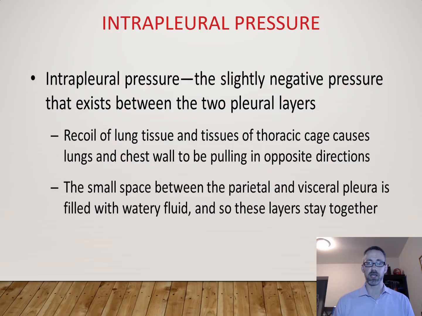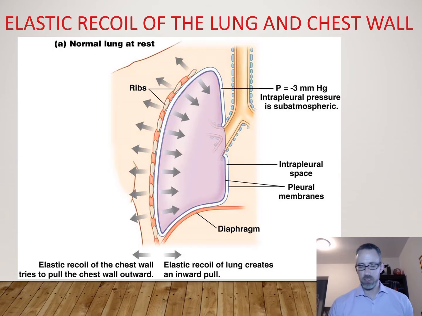It helps to keep it there. So the analogy I like to give for this is, if you're reading your textbook and you spill water on it, the pages stick together, right? That thin film of water between the pages tends to stick together. So the water in that pleural space helps to keep the lung stuck to the inside wall of the thorax there. Okay, so now let's talk a little bit more about that elastic recoil.